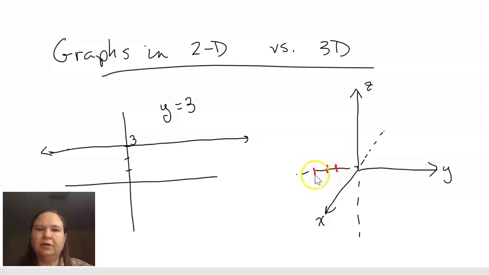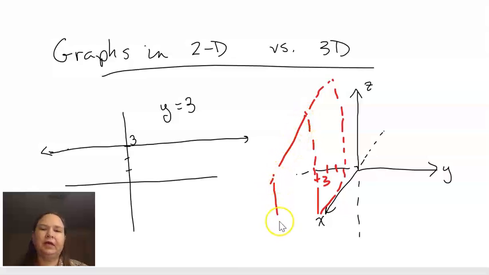1, 2, -3. So if I was going to try and draw it on paper, it would look kind of like this. It's impossible to do really good 3D drawings on paper, I'm afraid.